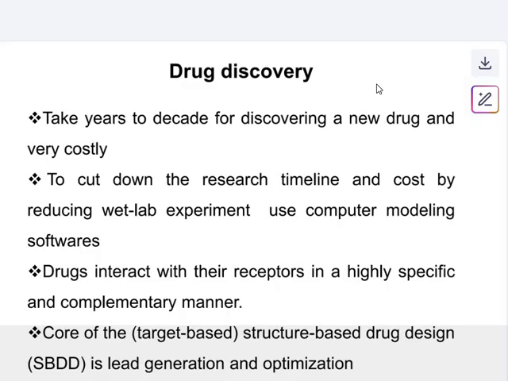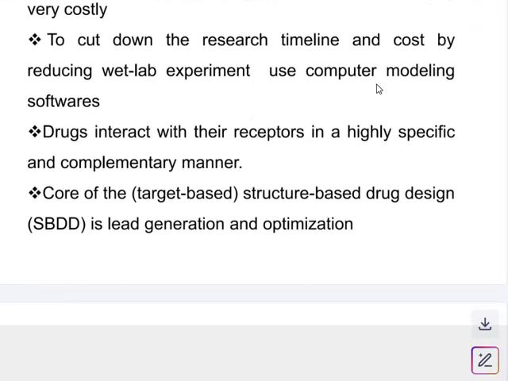Why do we need molecular docking? The reason behind it I am discussing. To cut down the research timeline and cost by reducing wet lab experiments, we use computer modeling software. Drugs interact with their receptor in a highly specific and complementary manner. The core of target-based, structure-based drug design is lead generation and optimization.